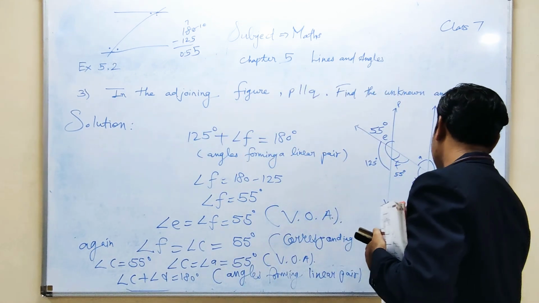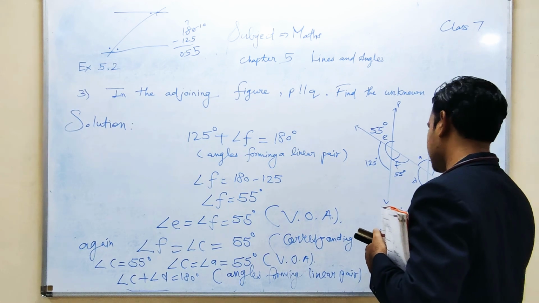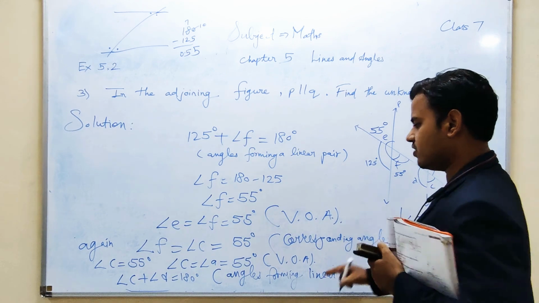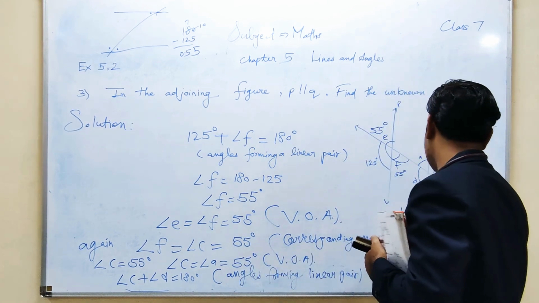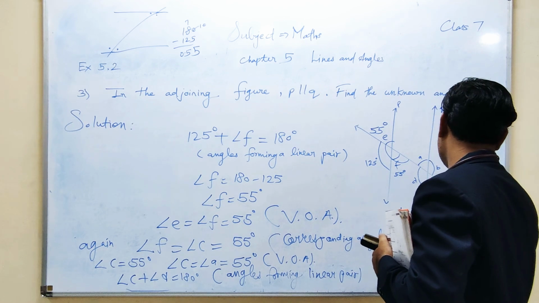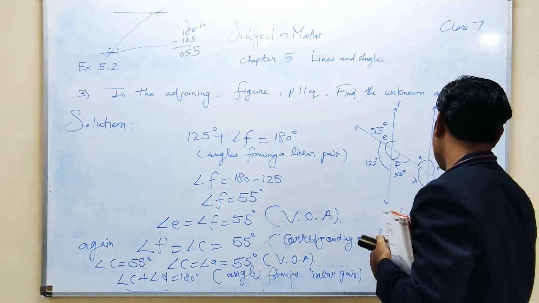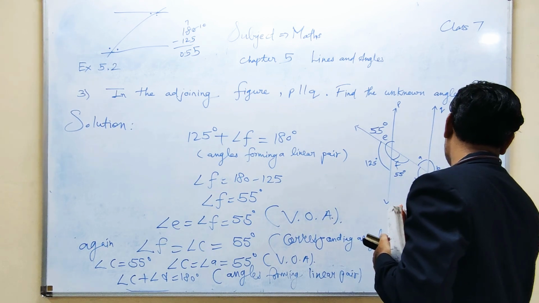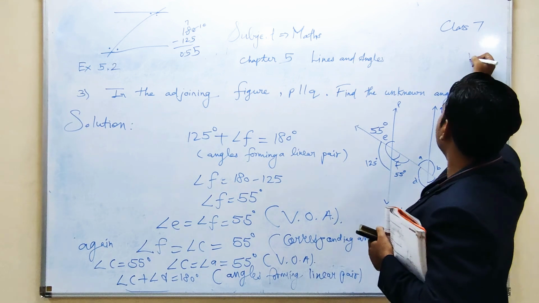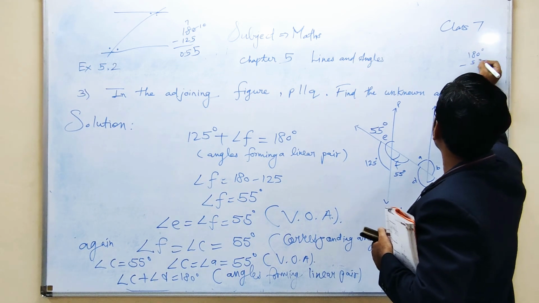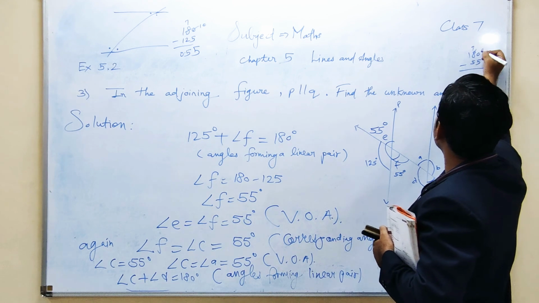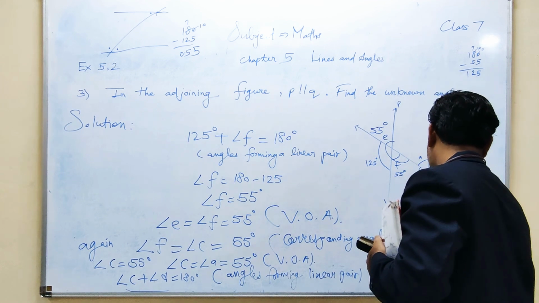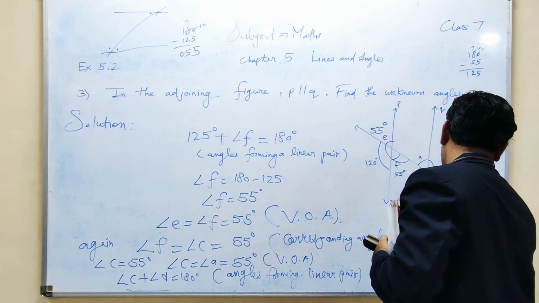So here I can write angle C plus angle D is equal to 180 degree. Now the value of angle C is 55 degree. So 55 plus angle D is equal to 180 degree. And again I can write angle D is equal to 180 minus 55 degree. So 180 minus 55, that is equal to what? This will become 7, this will become 10. 10 minus 5 is 5, 7 minus 5 is 2, and this is 1. So angle D is equal to 125 degree.